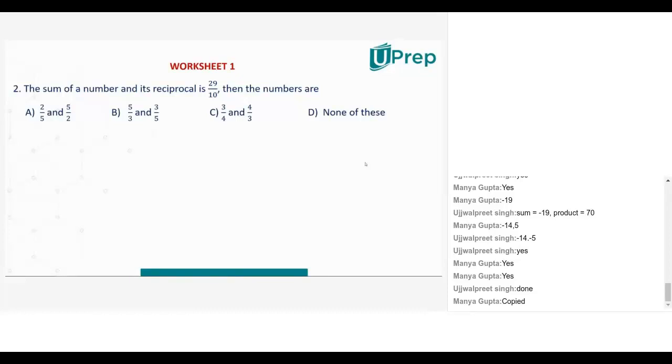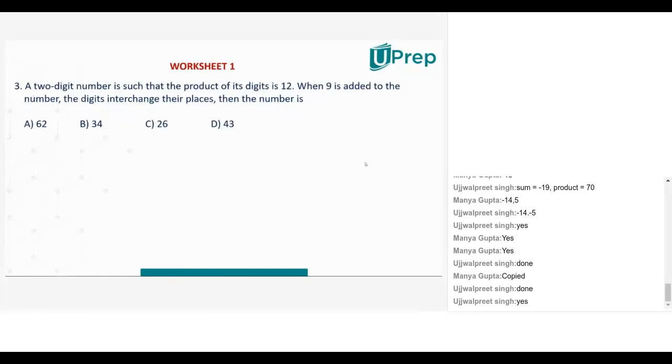Copy the problem and then inform me that you copied. Copy this also. Please copy this also and tell me that you copied. A two-digit number is such that the product of its digits is 12, and when 9 is added to the number, the digits interchange their places, then find the number. Here also the equation is not given. We have to get the equation. Then we have to find the factors. Then we'll have the solution.